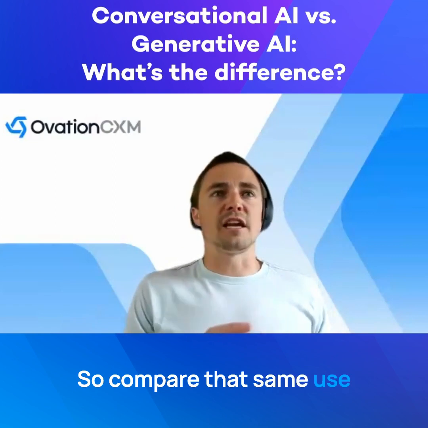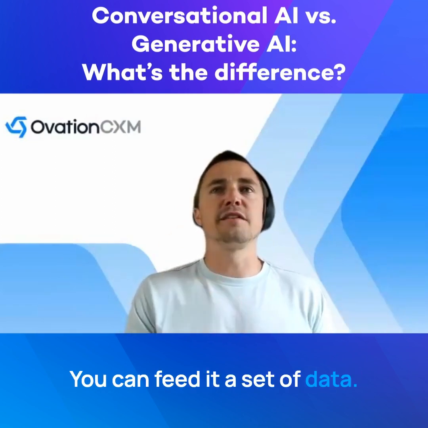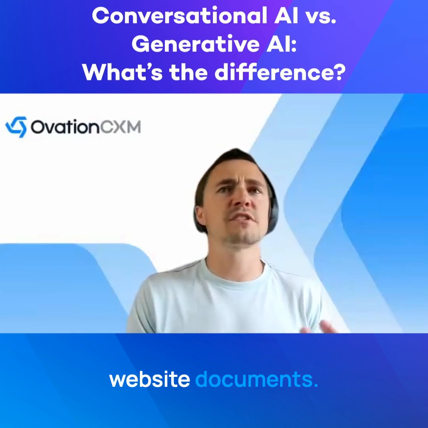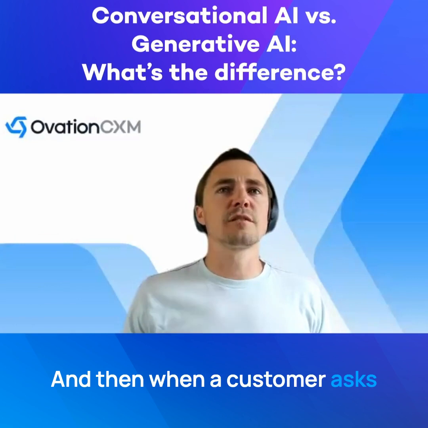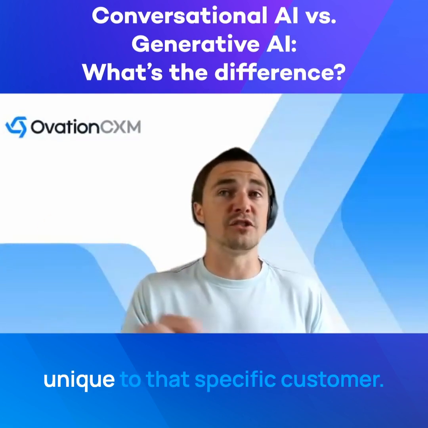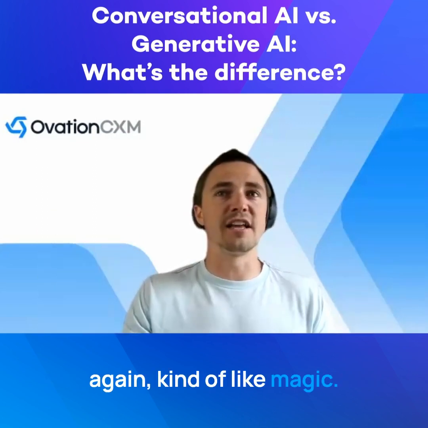So compare that same use case, chatbot, to generative AI. You can feed it a set of data. You can feed it your content. This could be a knowledge base, a database, a public website, documents. And then when a customer asks a question, it generates a new answer to that question that's unique to that specific customer, and it answers what they just asked, which again, is kind of like magic.